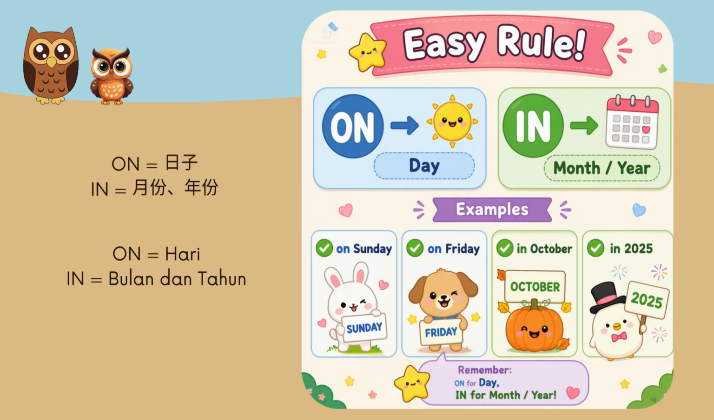Here is an easy rule: on for days, in for months and years. Let's read together: on Sunday, on Friday, in October, and in 2025. Easy, right?